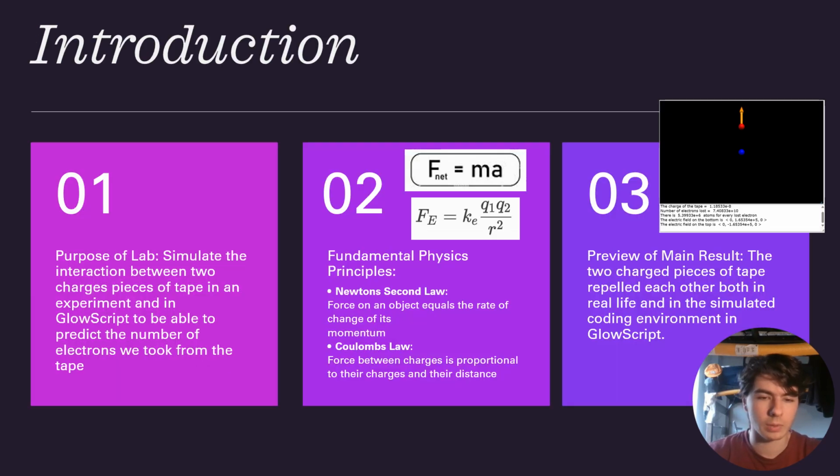So the purpose of our lab is to simulate the interaction between two charged pieces of tape in an experiment and in GlowScript, to be able to predict the number of electrons we took away from the tape. Our fundamental physics principles are Newton's second law, which says the force on an object equals the rate of change of its momentum, commonly referred to as F net equals ma, as well as Coulomb's law, which says the force between charges is proportional to their charges and their distance, commonly known as Fe, the electric force, equals k q1 q2 over r squared.